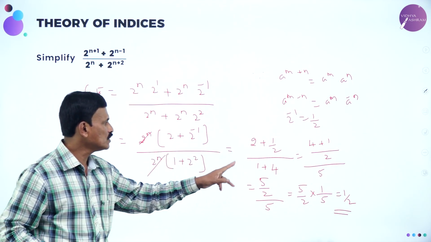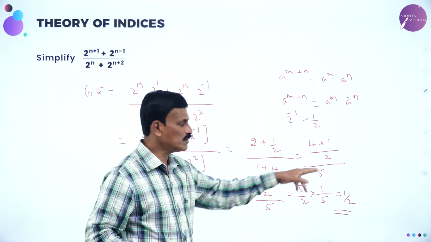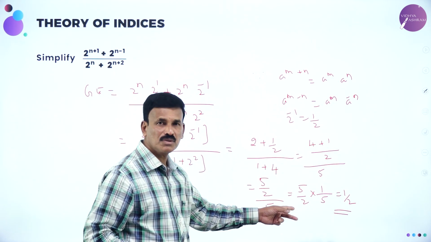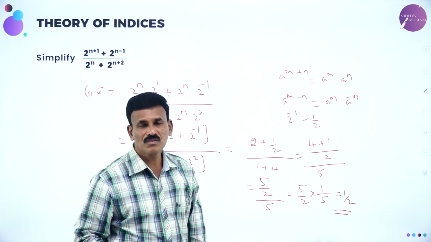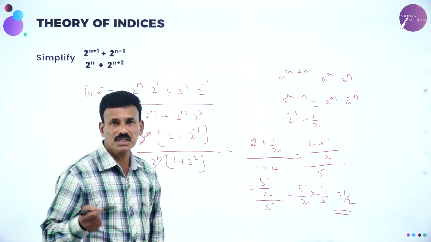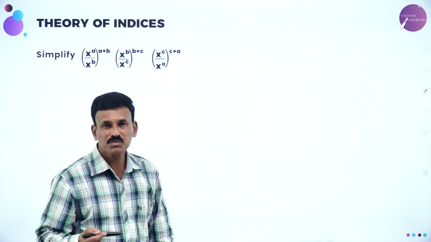plus 2 square is 4. 2 2s are 4 plus 1 is 5 by 2, divided by 5. Take this to the numerator, 5 by 2 into 1 by 5, 5 gets cancelled, we will get 1 by 2 as a simplified answer. Okay. Now let us come to the last problem.